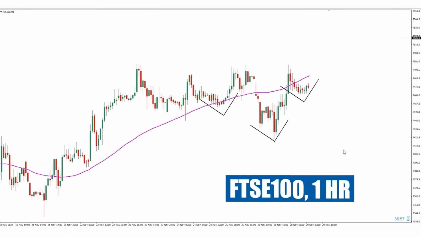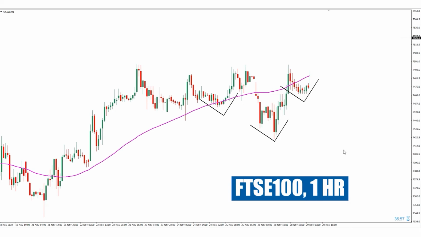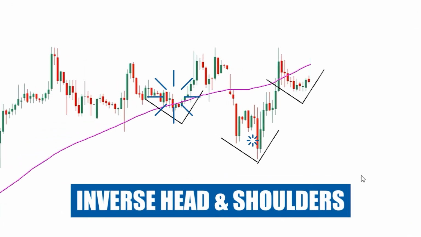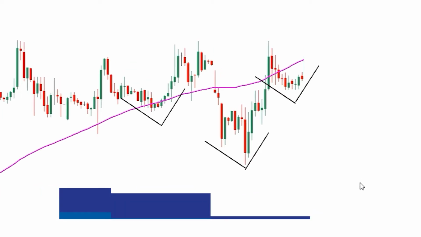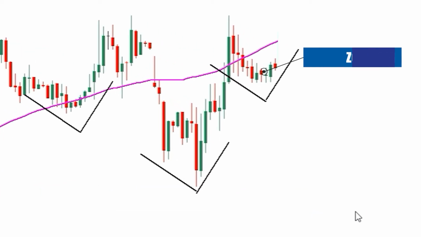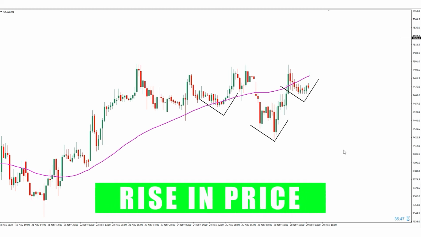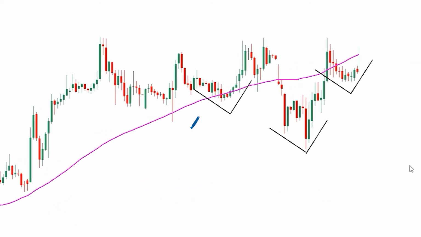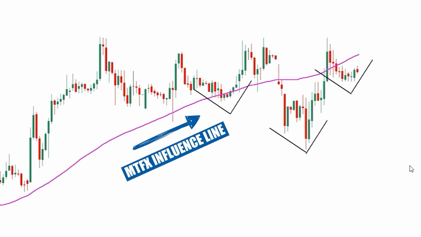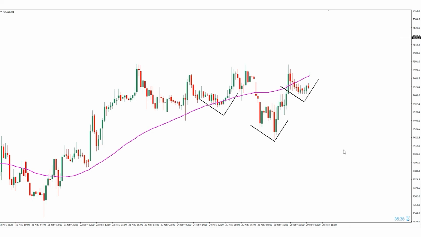So here we are looking at the FTSE 100 on the hourly chart. We can see we have an inverse head and shoulders pattern. We can use the right shoulder to look for an entry, as this pattern indicates there could be a rise in price of this currency pair. We also have our MTFX influence line sloping upwards, giving us further validation that price may indeed rise. So we now have a solid reasoning to support our long bias. Let's look for buying opportunities.